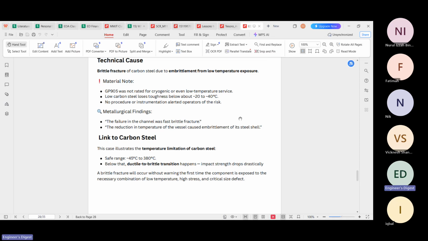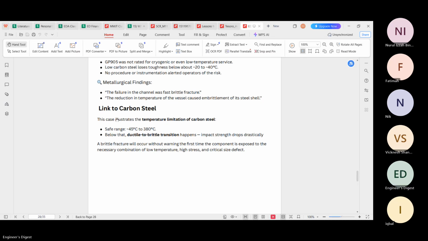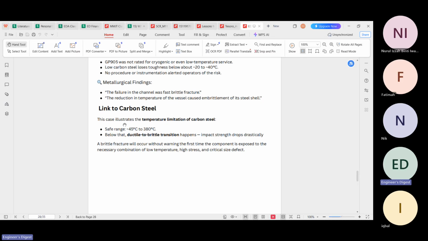So actually, this is embrittlement of the steel shell due to very low temperature. We call this brittle fracture, linked to carbon steel. This case illustrates the temperature limitation of carbon steel. The safe range is above minus 45 degrees Celsius up to 380. Below that, a ductile to brittle transition happens. This is an important point.